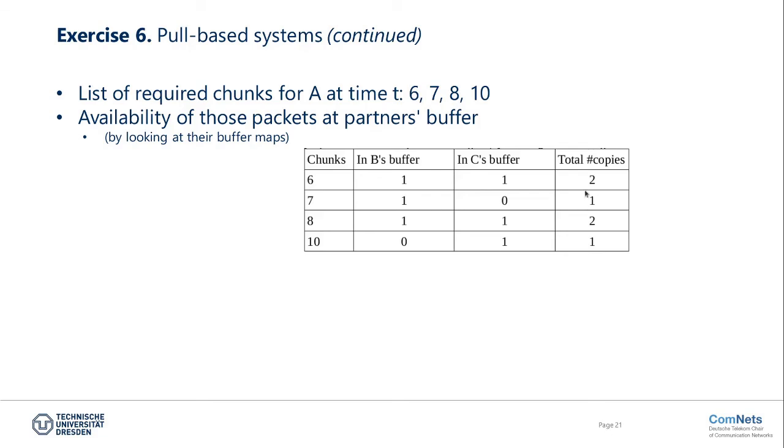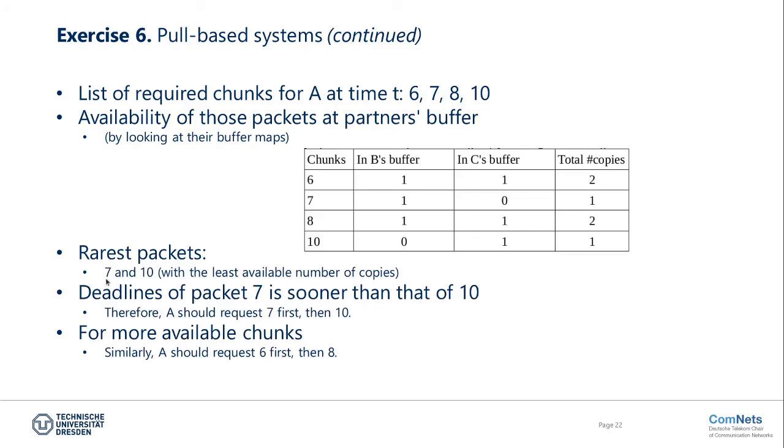On the other hand, video packets number 7 and number 10 are only available at one of the peers, and therefore they are the rarest video packets. Now what can we do with this? We have to start with the rarest video packets first, right? So rarest first, number 7 and number 10. Because they are only available at one of the peers, we have to request them at that peer anyway, no other choice, and we have to request them immediately. So this is the first step to request.